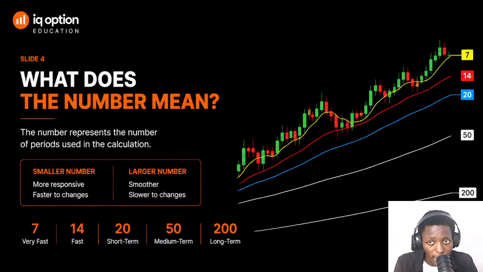So for example, right now we have the yellow moving average, which is the period 7. If we look at the yellow moving average, the EMA 7, it will calculate from 1, 2, 3, 4, 5, 6. Say the candlestick time frame is 1 minute, so it will calculate the last 7 candlesticks. You can see that it starts calculating from here, and then we reach here.